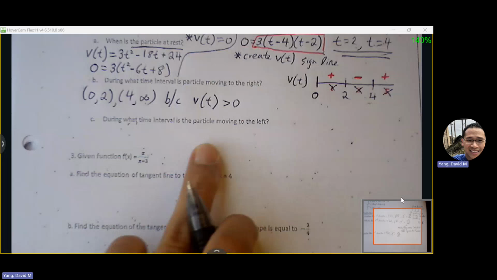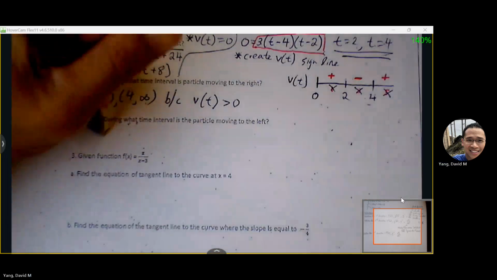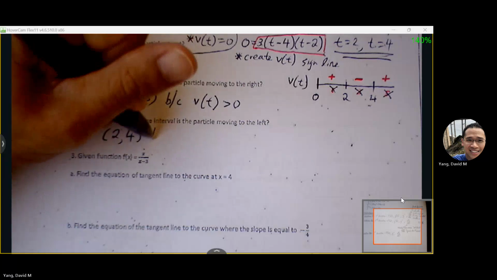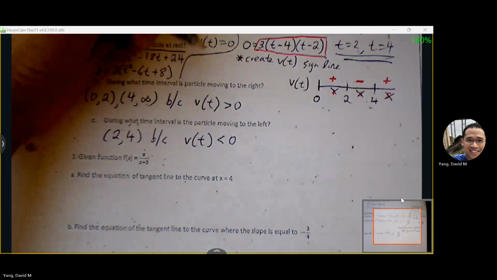Think, during what time interval is the particle moving to the left? From 2 to 4. The reasoning is because velocity is less than 0.